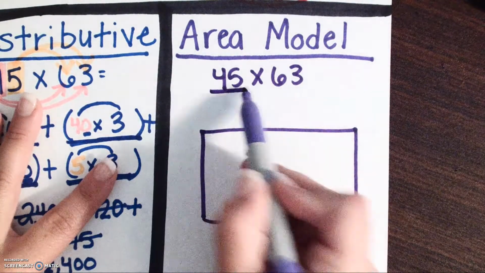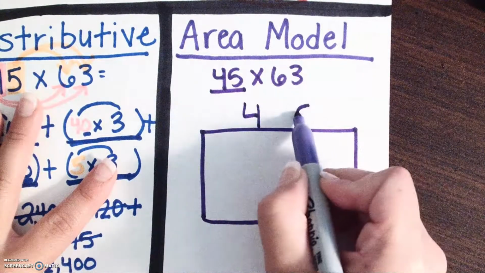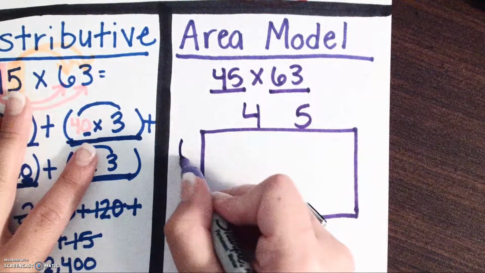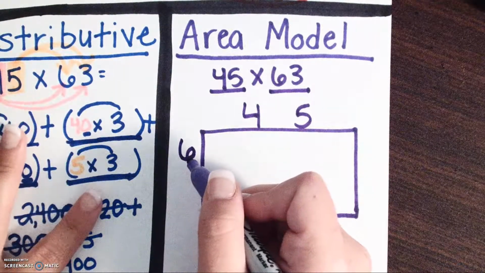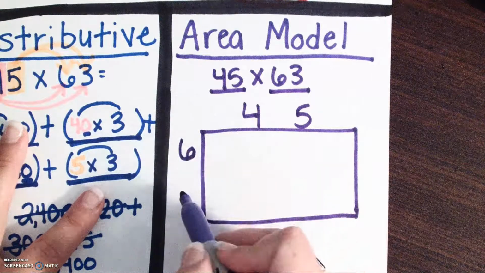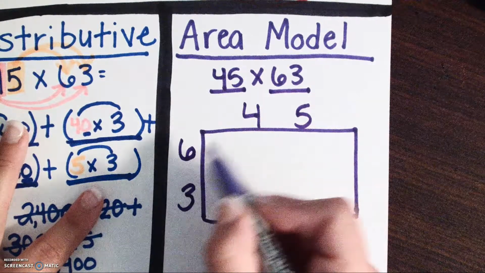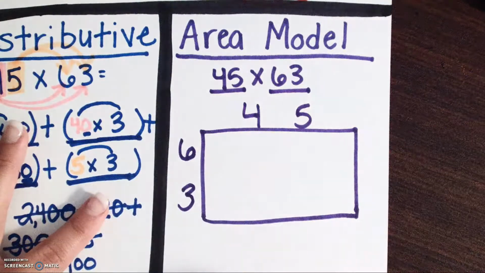Okay, I take my first number and I write it across the top. I take my second number and I'm going to write it, and this is where things are a little different than last week. I'm going to write it going down the side. So instead of having one number over here, now I have my two-digit number going down the side.